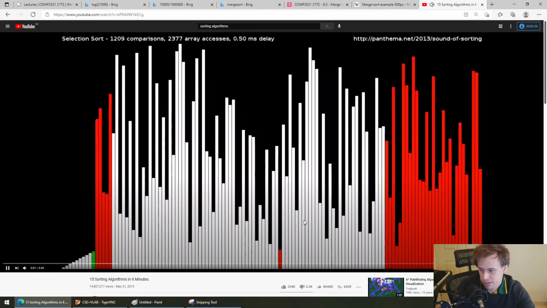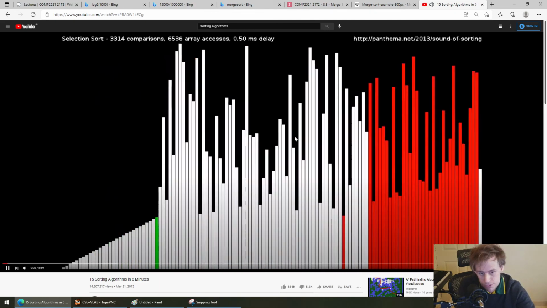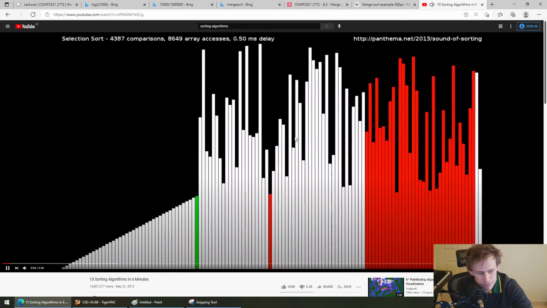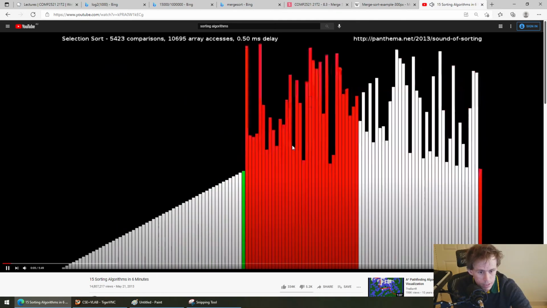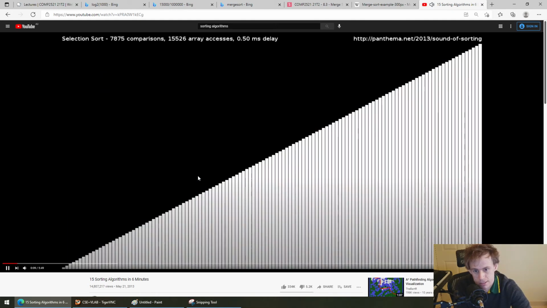If you pay attention to this closely, you'll notice that random elements here get swapped. You'll just see random spikes changing. That's what happens as it's swapping. And you'll see the same things with insertion sort too. You can see it moving things back.